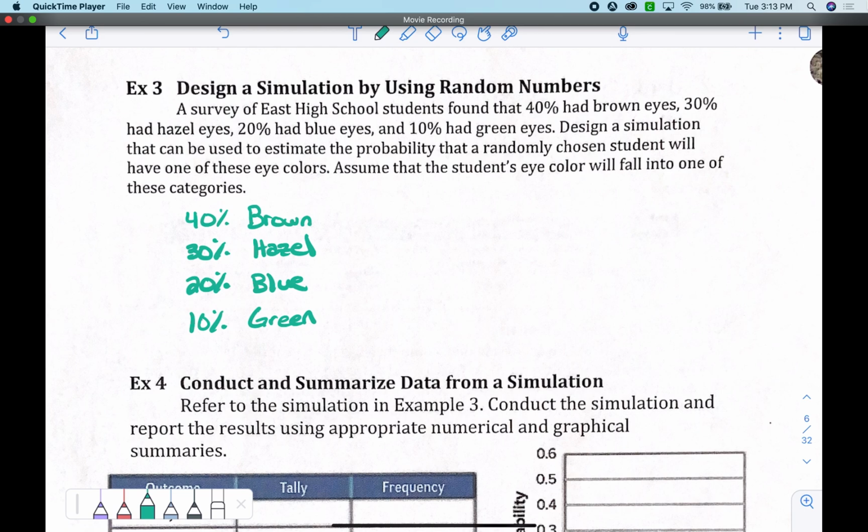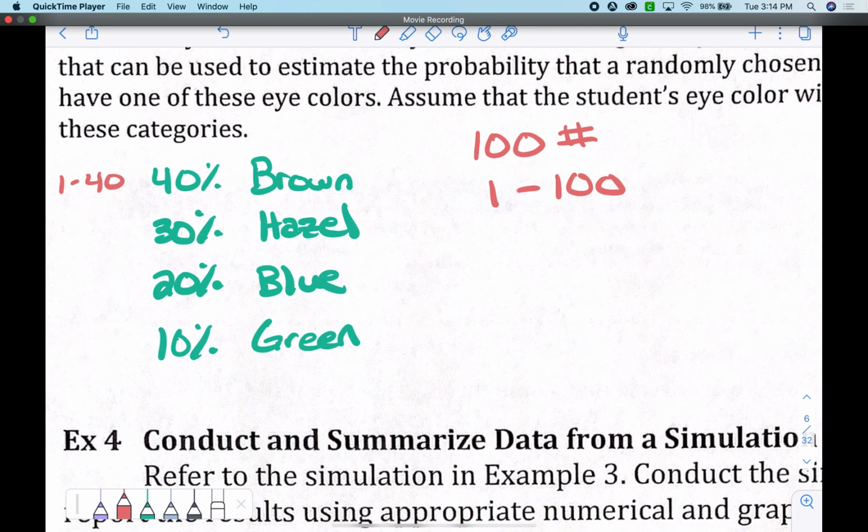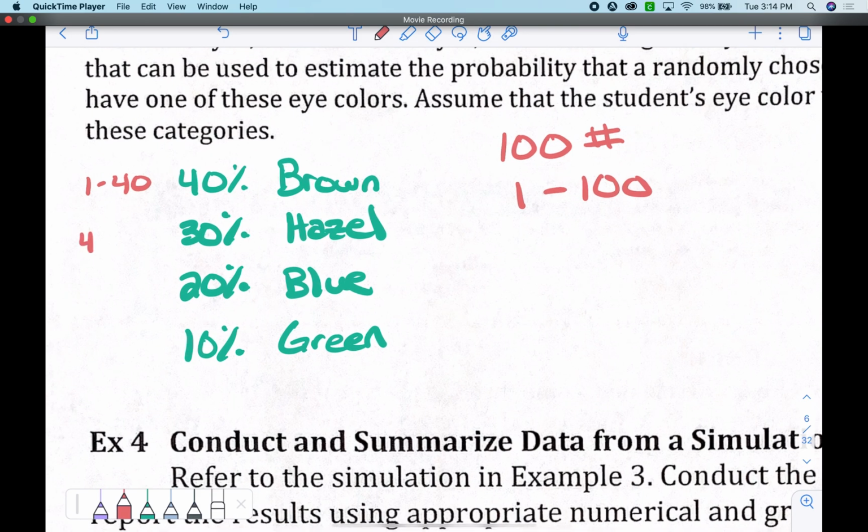All right, now here's the deal. We can do this a couple different ways, but we want the easiest way. So let me give you an example of a way that you could do this, but it's not the easiest one. Don't write this down. Here's something that I could do. I could use a random number generator that has 100 numbers, 1 through 100. If you drew a number that was 1 through 40, it was a person with brown eyes. If it was 41 through 70, it was a hazel-eyed person. Do you see where I'm getting 41 through 70? Because 30%. If it was 71 through 90, those would be blue-eyed people. And if it was 91 through 100, that would be a green-eyed person.